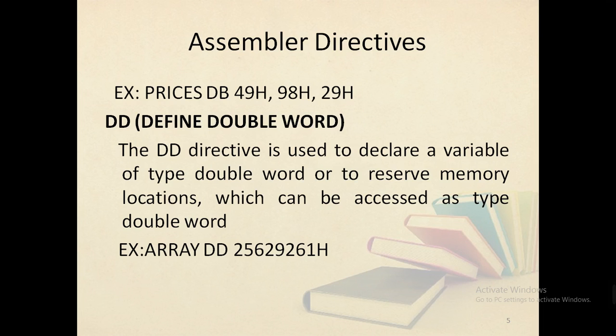And coming to the next assembler directive, DD, define double word. The DD directive is used to declare a variable of type double word or to reserve memory locations which can be accessed as type double word. Take one example: the statement ARRAY DD 25629261H will define a double word named ARRAY and initialize it with the specified value when the program is loaded into memory to be run. The low word 9261H will be put in memory at the lower address, and then the higher word.